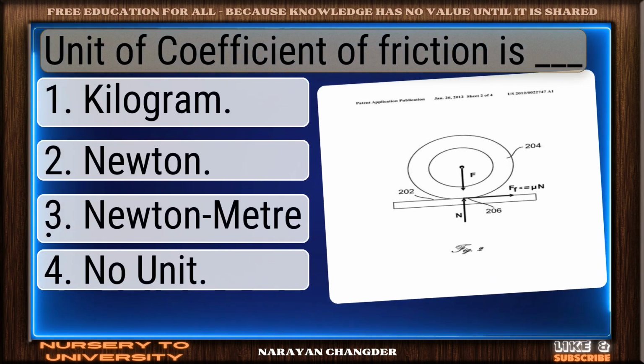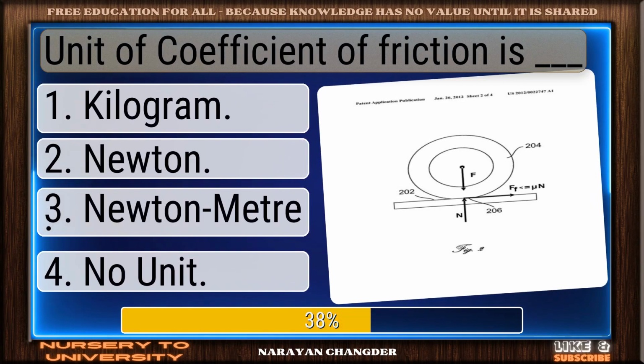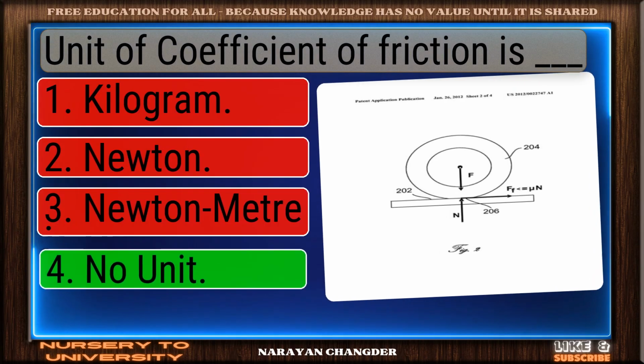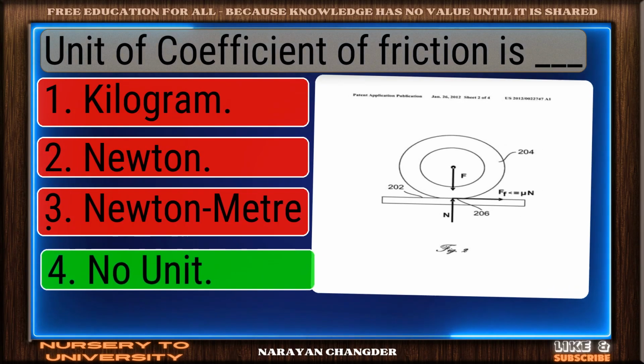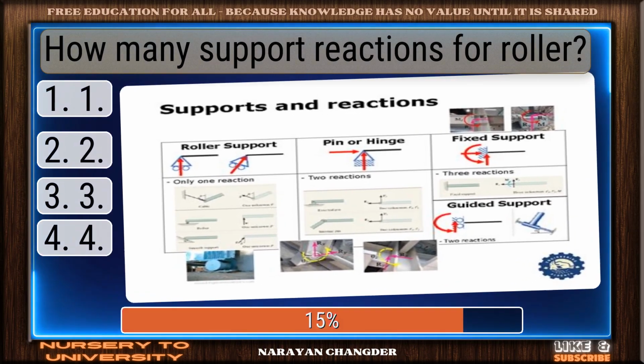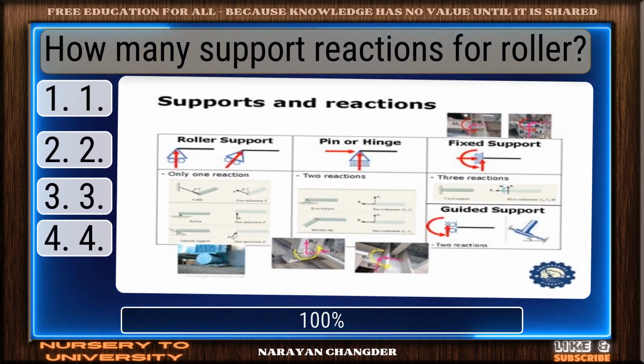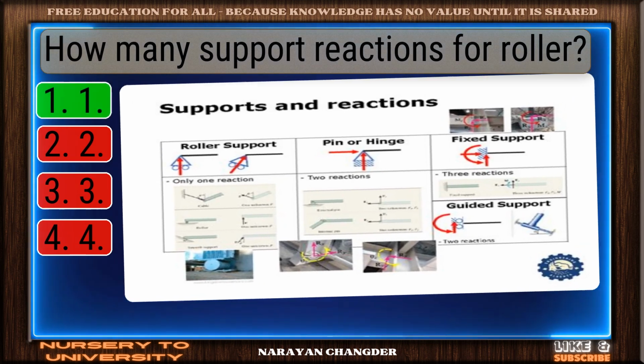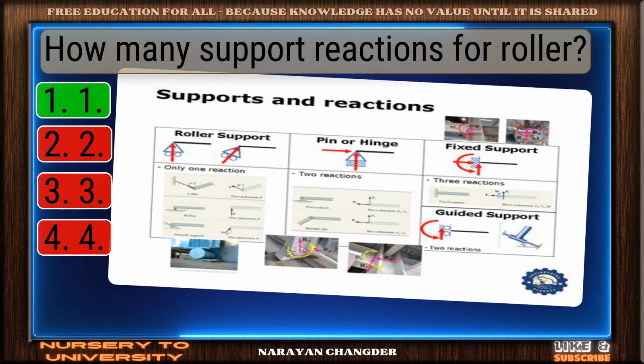Unit of coefficient of friction is dash. Right again. No unit is a valid answer. How many support reactions for roller? Well reasoned. One is the correct choice.